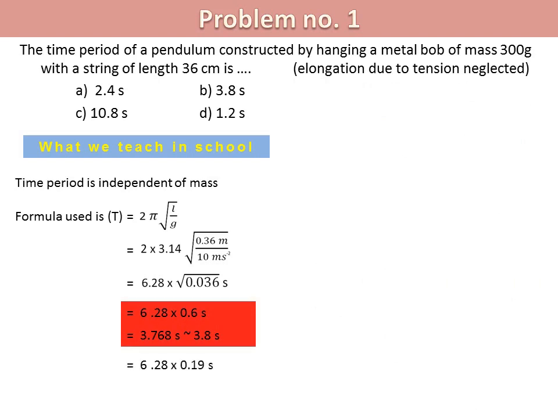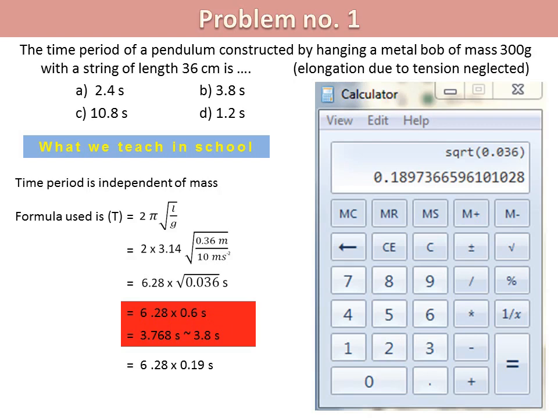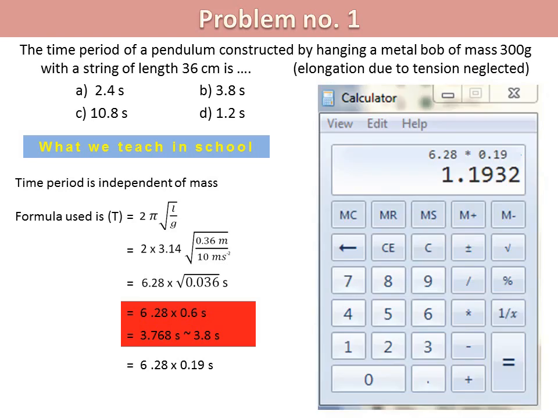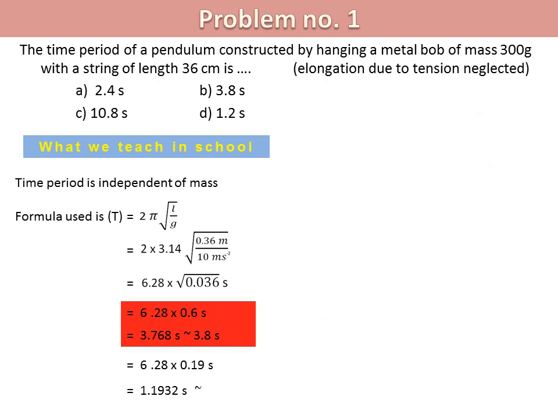The student has to be very careful while taking roots of decimal places. Now, the square root of 0.036 is actually 0.189 and not 0.6 as he has pre-assumed. So here is a chance of the student getting it wrong. And when he multiplies 6.28 into 0.19, he gets a value which is 1.1932, which is very close to 1.2 seconds, which is in option D, and here is his answer.